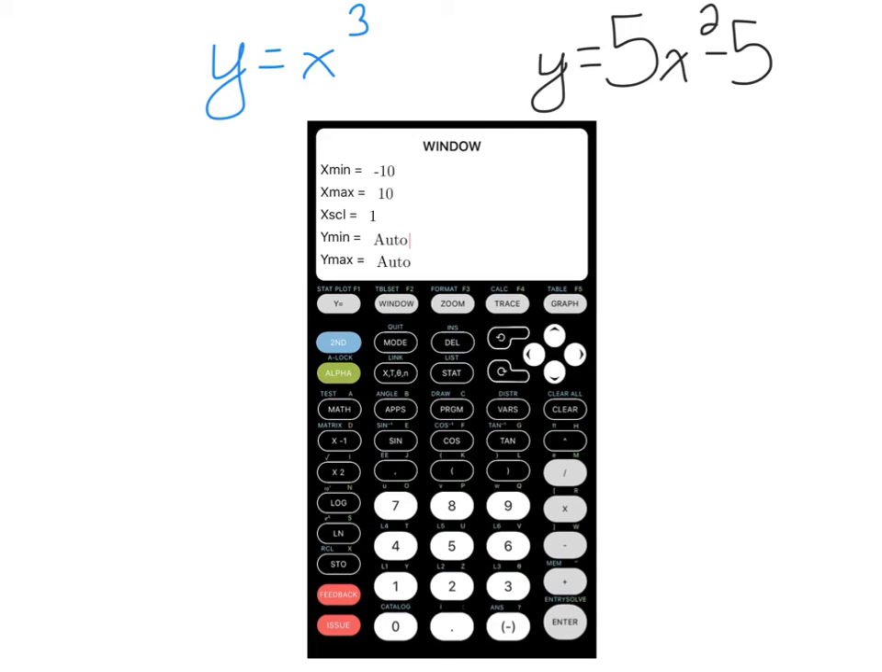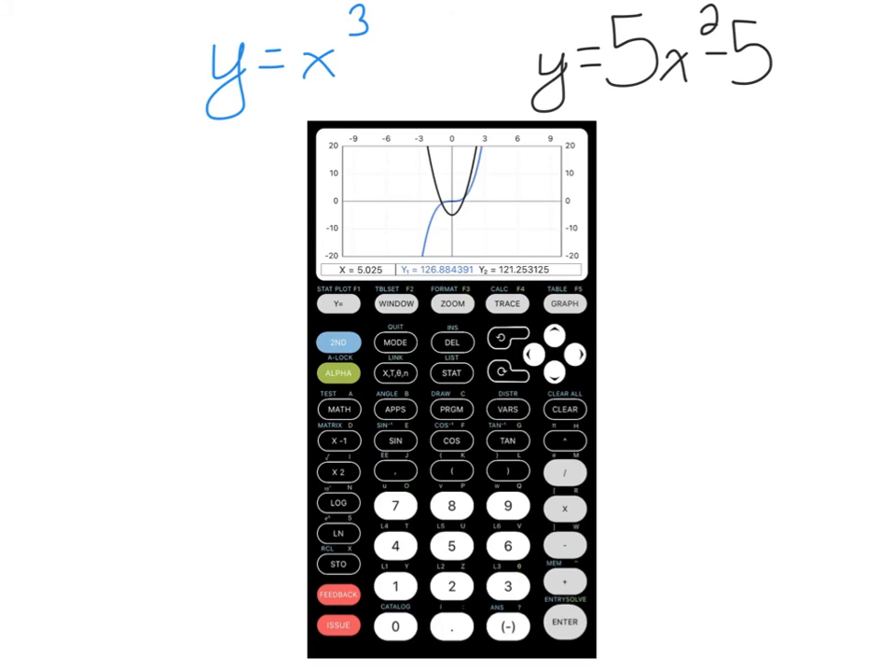So I'm going to take my window and I'm going to change my y min so that it's not quite so large, and my y max. Okay, that is a much better picture. So there we go. So we can see that the blue is the cubic and the black is the quadratic. So we can hopefully see that there are two spots where these are intersecting, which means we're going to have two solutions we need to find.